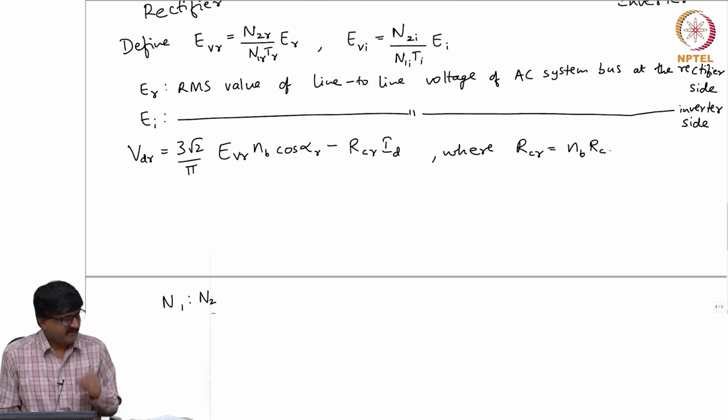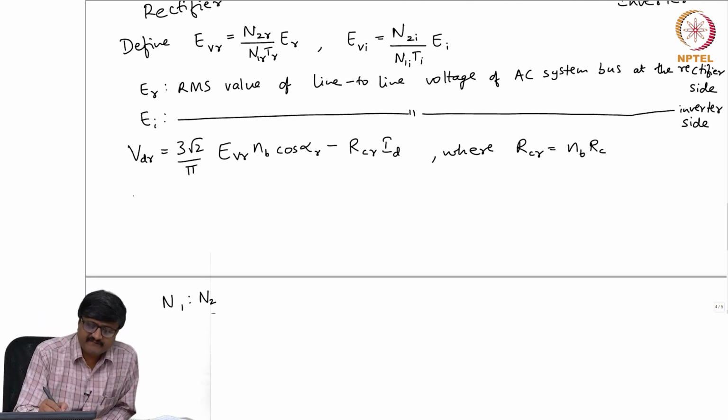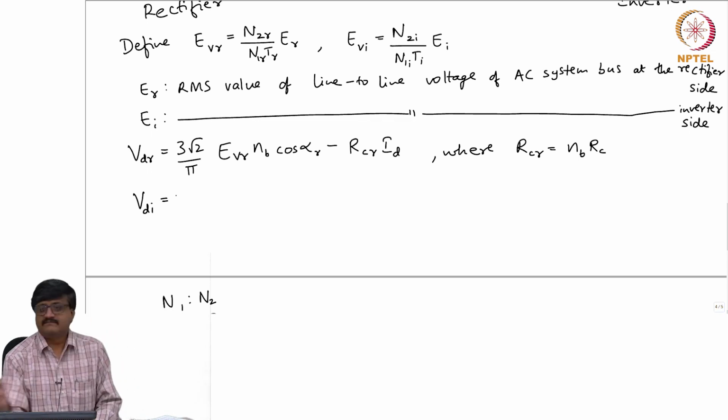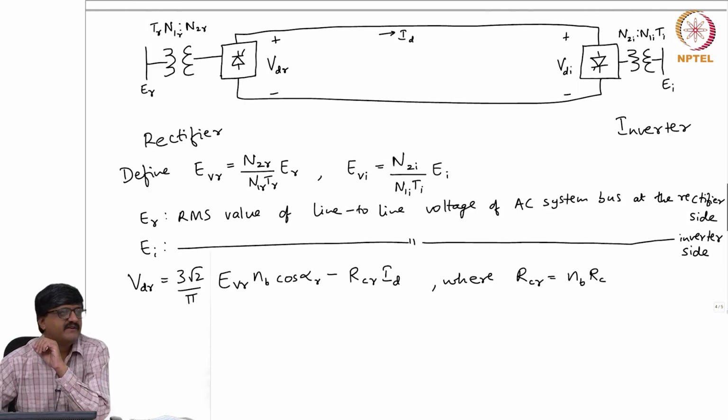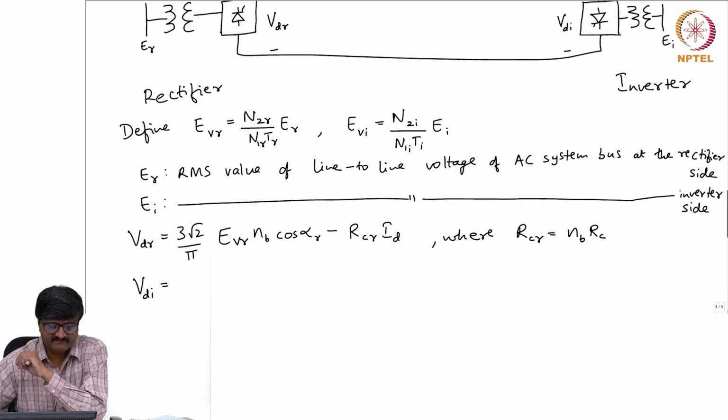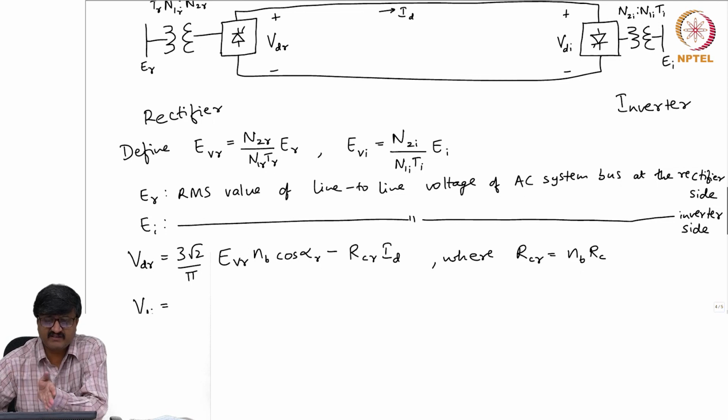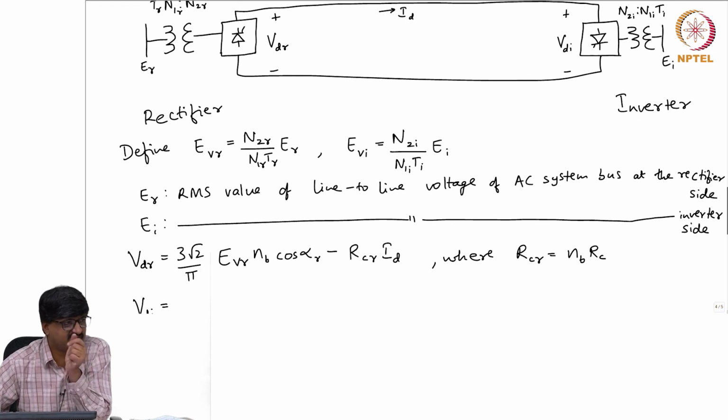Now, this is as far as the rectifier is concerned. Now, if I want the inverter, VDI: if you look at this circuit, the inverter side DC voltage is VDI. Please note VDI is not equal to VDR, because the transmission line can have a resistance and hence a drop across this resistance.